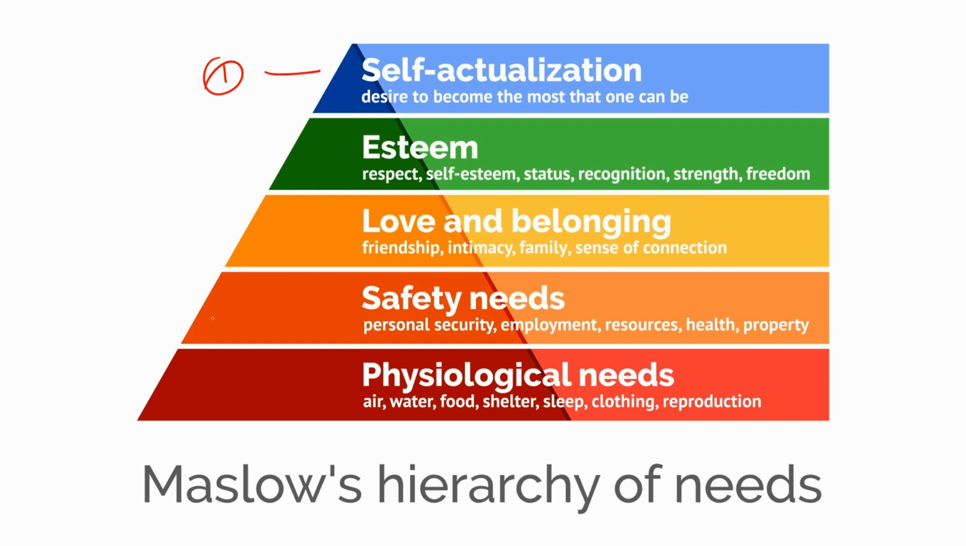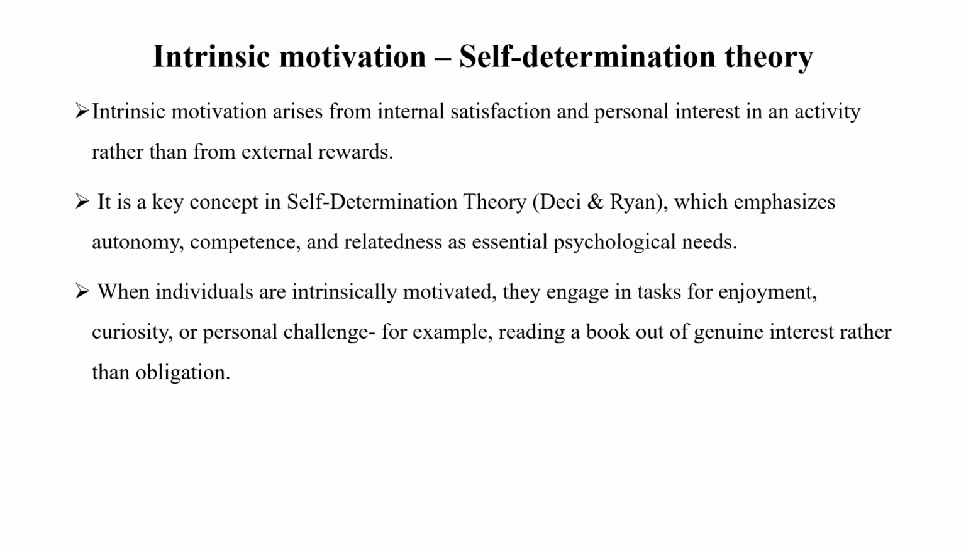There are basic needs. It starts from physiological needs, which consist of food, water, shelter, etc. Then we have safety needs, that is personal safety, employment, resources, our basic health, etc. Then we have love and belongingness, which includes friendship, intimacy, family, sense of belonging, etc. Then we have esteem needs, that is one's self-respect, self-esteem, status, recognition, and all. Then at the end, we have self-actualization, that is, to become the most that one can be, the best version of oneself. So this is the highest need given by Maslow.